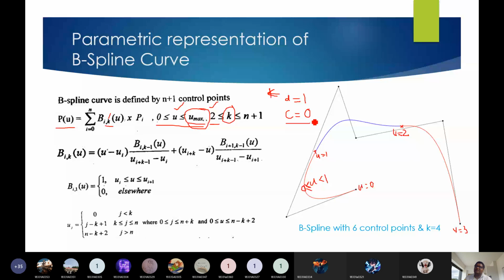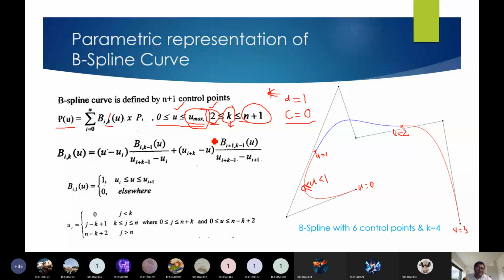So C0 continuity is the least continuity that any curve should maintain. Otherwise, there won't be any continuity at all. So that is the reason the least value for k is 2. It starts from 2, and the maximum value it can go up to is n plus 1. So whenever you select a k value for any B-spline curve, you need to make sure that k varies between 2 and n plus 1, where n plus 1 means the control points. Otherwise, you cannot frame the B-spline curve at all.